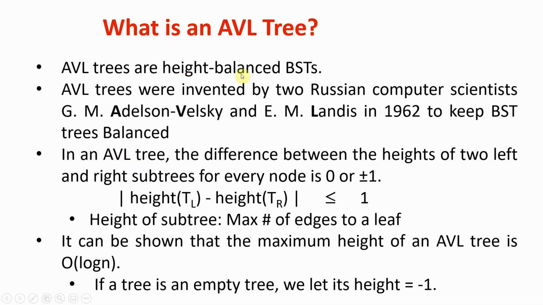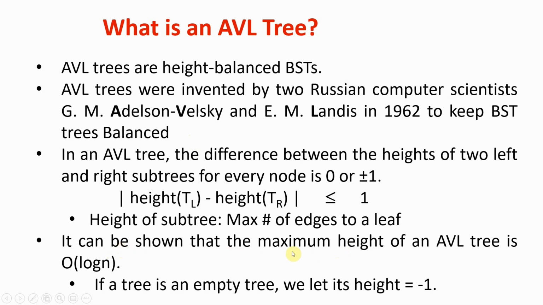Okay, so AVL trees are height balanced BSTs according to this criteria. What do we mean by the height of a subtree? We mean just the maximum number of edges to a leaf, so the number of edges to the deepest leaf in the left subtree or the right subtree. So that's how we can calculate the height of the left subtree or the right subtree. Why is it called AVL? Well, it's named after the people who invented this method. This method makes sure that the BST trees are kept balanced after insertion or deleting nodes.